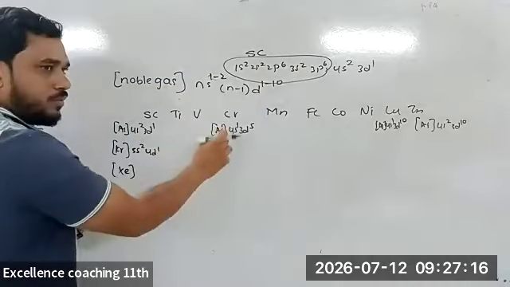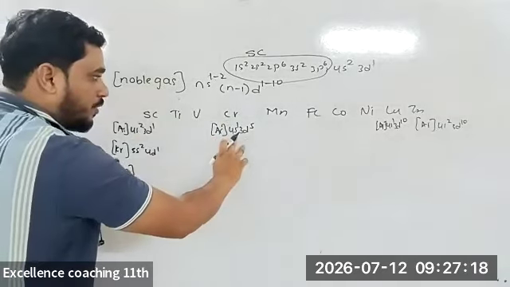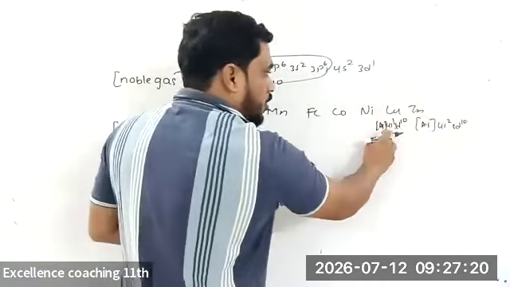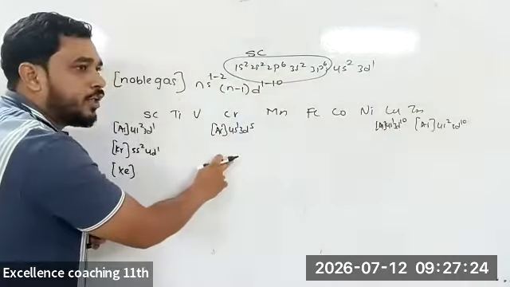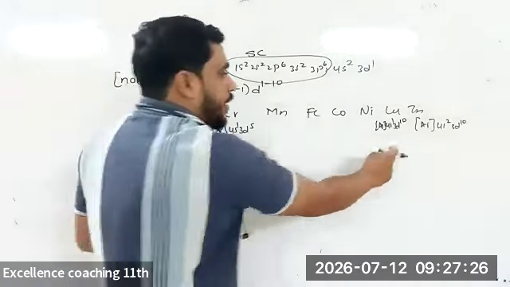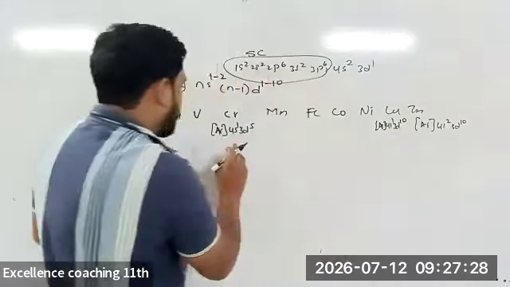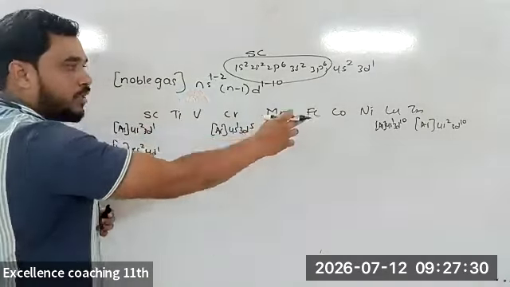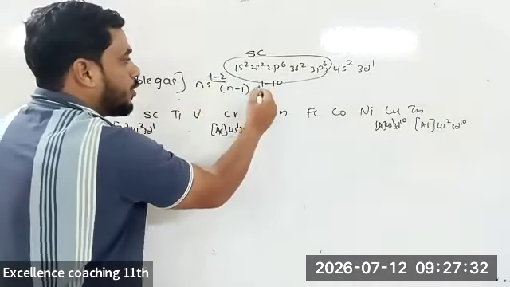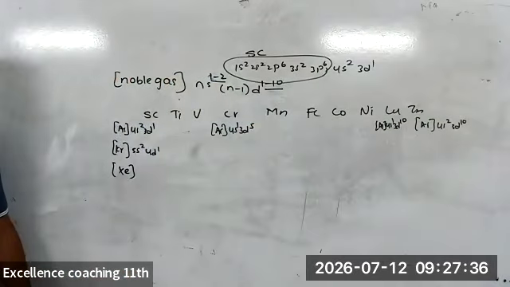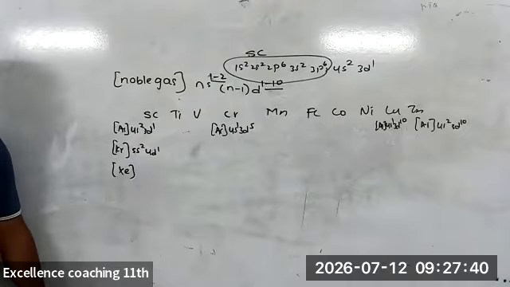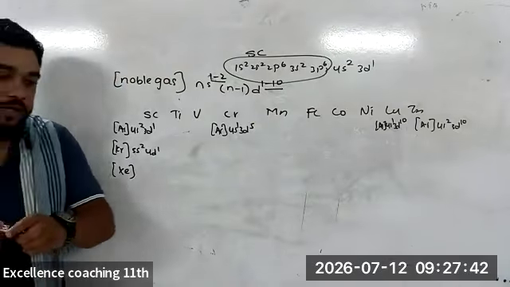ns is 1 to 2, no? Because for chromium we have 4s1, for copper also we have 4s1. Like that, under chromium it will be 5s1, and under copper it will again be 5s1. So 3d also 1 to 10, no? So it will become ns 1 to 2, (n minus 1)d 1 to 10. So don't forget the noble gas. Understood? Clear? Okay, so this is for the d block elements.